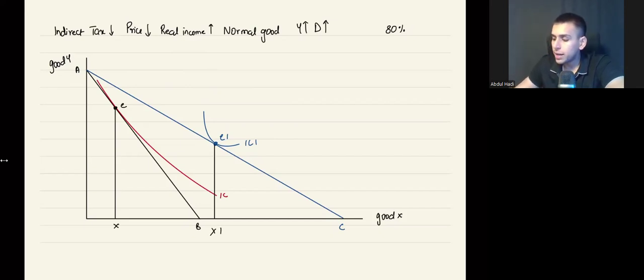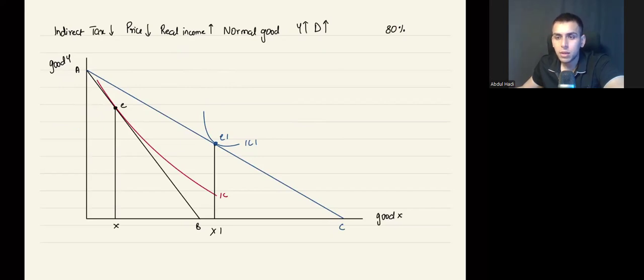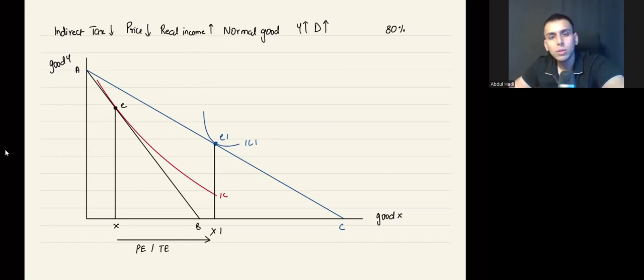Till now, what do you see? Price consumption curve or income consumption curve? No, no, no, only for good X. Indirect tax is falling for good X only. Till now, you see the price consumption curve, which means that from point X to point X1, you get your price effect, or total effect, because price effect is also known as total effect. Everything clear up till now?